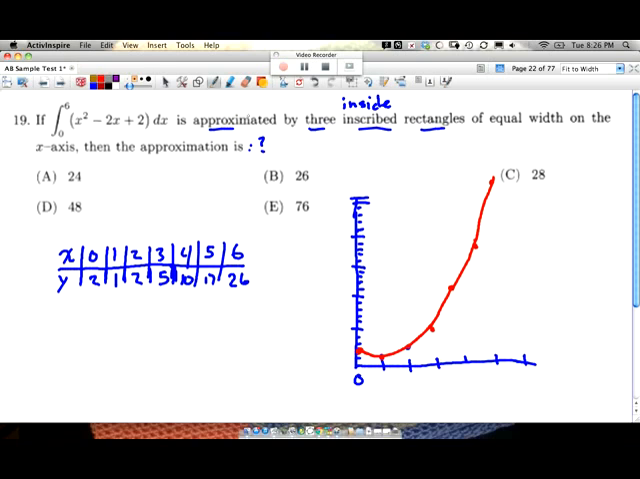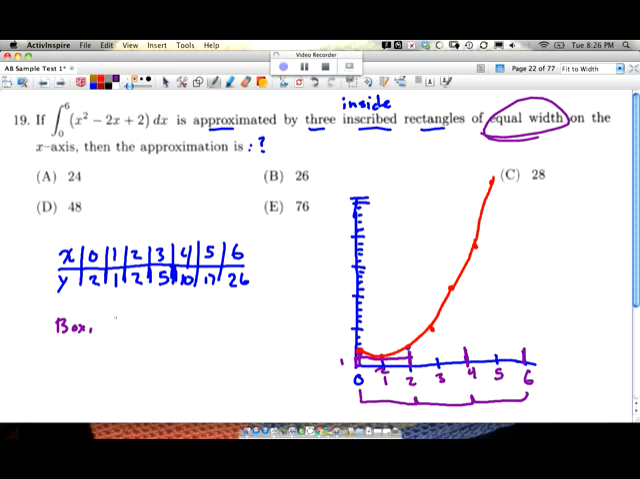So I got to make 3 boxes, 3 rectangles. But here's some keywords. Equal width. 3 of them split between 0, 1, 2, 3, 4, 5, 6. So that means I'm going to split it here and here. So there's 3 boxes. They're each 2 units wide. Okay, so how tall would they be? Well, for this one to be inside, the lowest point is right there at 1, 1. So this has a height 1 and a width 2. So that first box is actually worth 2.